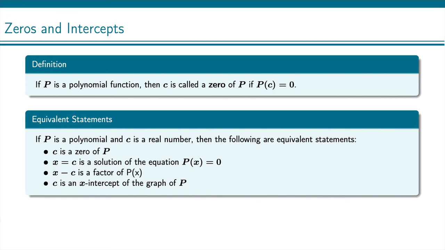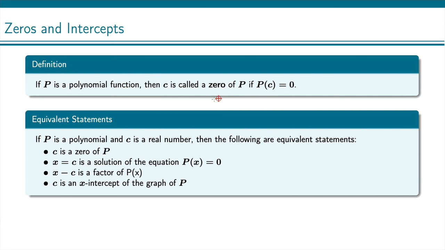One very useful thing to know about a polynomial when graphing it is the zeros of a polynomial. So if we have a polynomial function, then we say c is a zero of that polynomial if p of c is equal to 0. It's just an input, an x value, that if you put into the function, your output will be 0. Now on the graph of the polynomial, that means these are the x-intercepts.